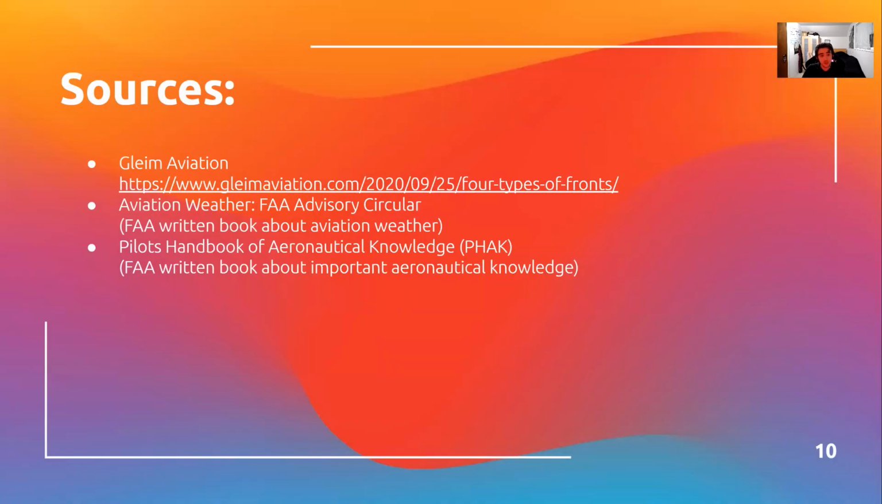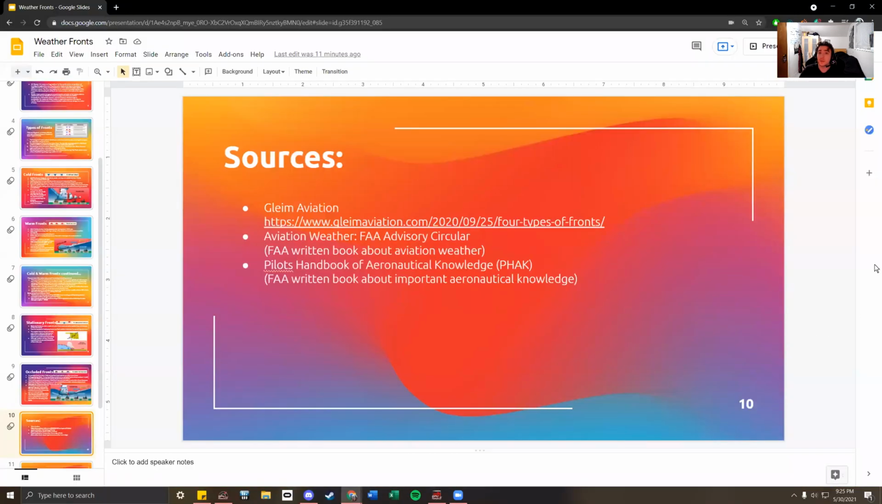And here are my sources. I referenced Gleim Aviation, which has a lot of books that will contain lots of useful aviation-related knowledge. I referenced the Aviation Weather FAA Advisory Circular, which is an FAA written book about aviation weather. And then the Pilot's Handbook of Aeronautical Knowledge, which I referenced earlier. It's called the PHAC, and it's an FAA written book about important aeronautical knowledge. And that concludes my presentation.